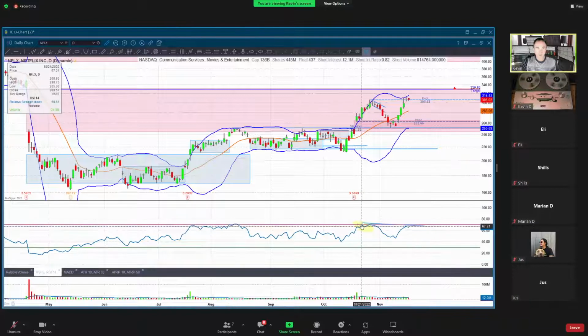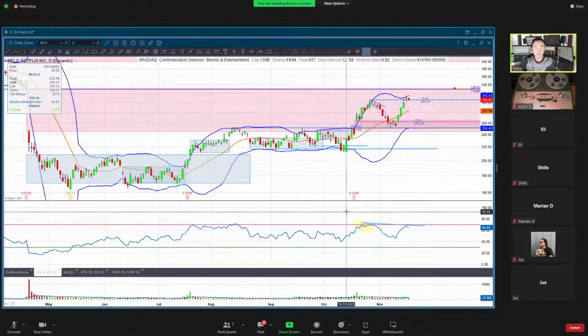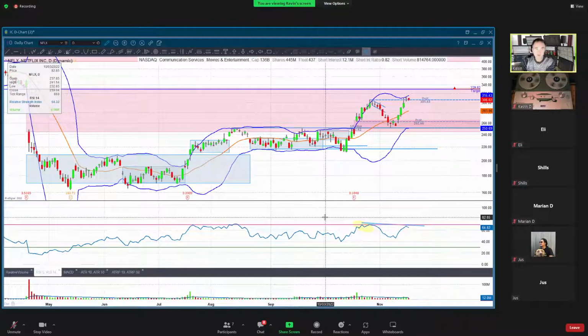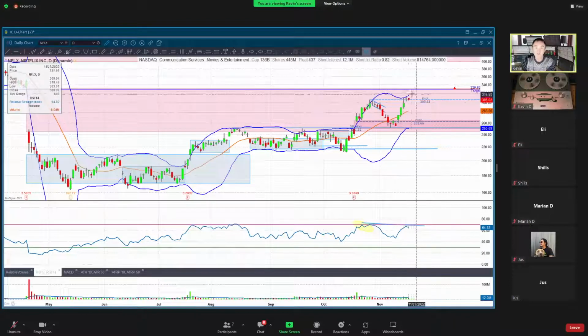The RSI was never above 75. Not even really close to 75. It was at 70, but not 75. So that's an X against this one. That's a red flag for this one. But because we've got resistance right there, I think we can let that go.